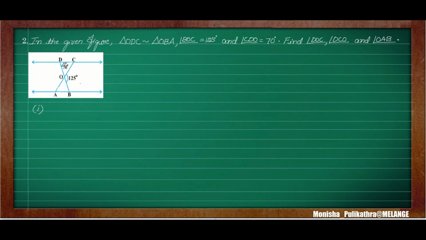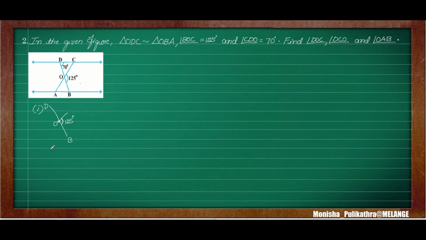First one, you can see a straight line. This DOB line is a straight line. So D is here, O is here and this is B, where this angle is 125 degree. We know that this is a straight line. Straight line means it should be 180 degree, right? So this is called a linear pair.